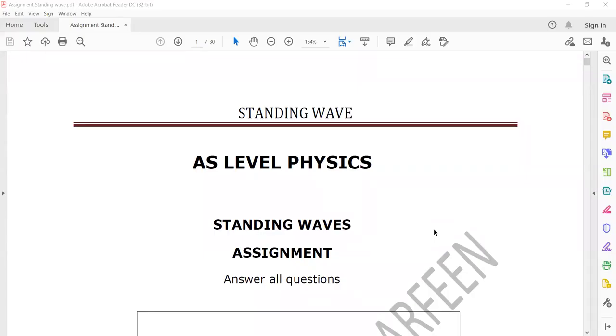Good afternoon, everyone. This is the AS level standing wave assignment. In this session, we will discuss questions related to standing waves.